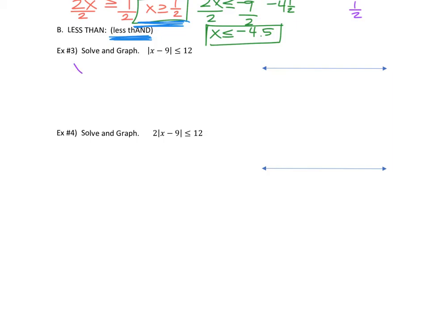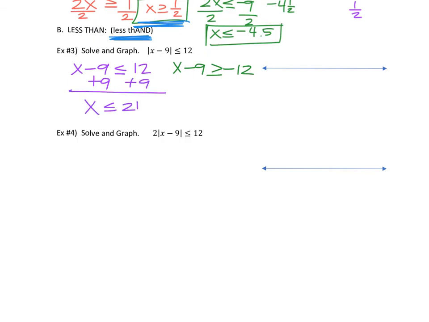Okay, so this is going to be x minus 9 is less than or equal to 12. Write it exactly how you see it without the bars. What's your second inequality going to be? Flip it and make it negative. Now you can solve both of them. So we're going to add 9 and add 9. So x is less than or equal to 21.